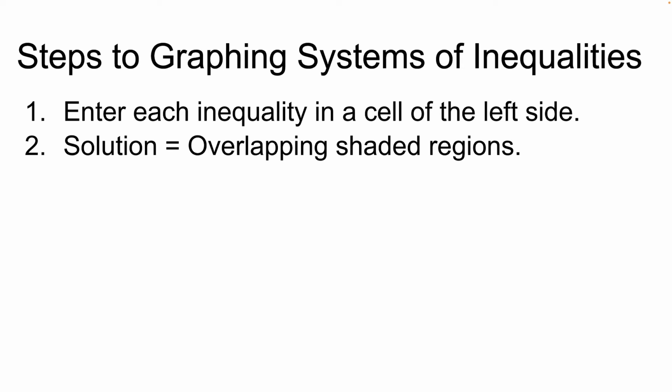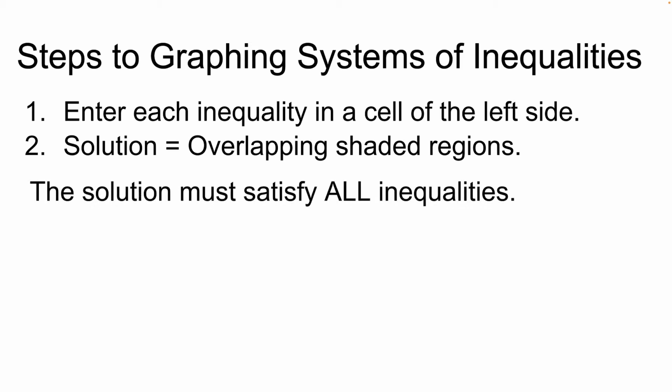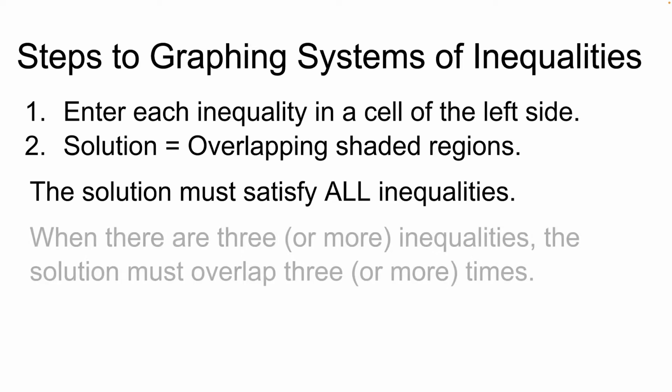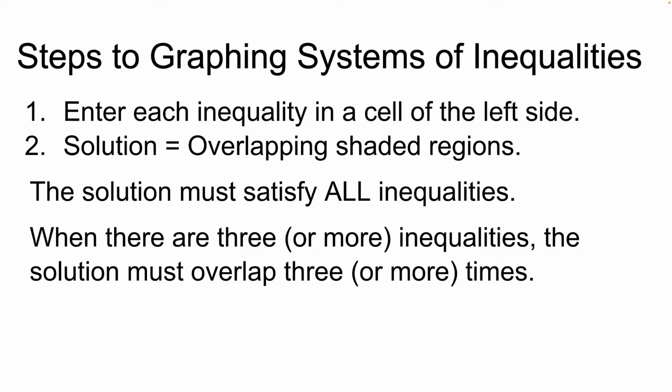Before we look at some examples, let's keep in mind three things. First, the solution must satisfy all of the inequalities, so you need to make sure you look at the overlapping area. Desmos won't point out the solution. You need to use Desmos to locate the solution. That means when there are three or more inequalities, the solution must overlap three or more times. If you had four inequalities, the solution would be where all four shaded regions overlap.